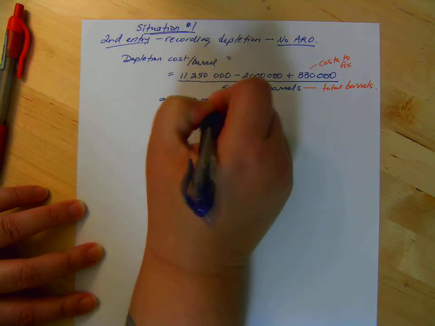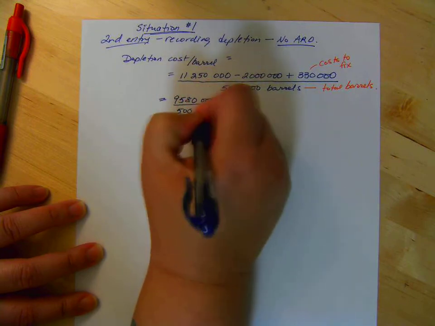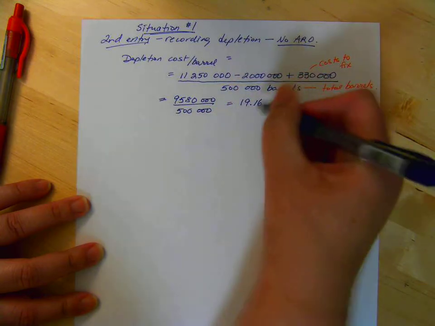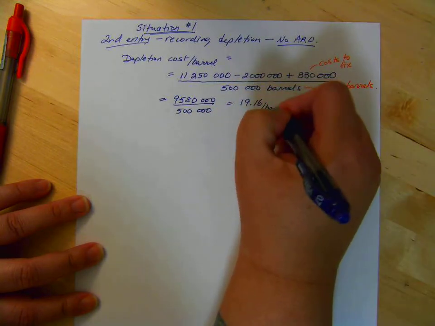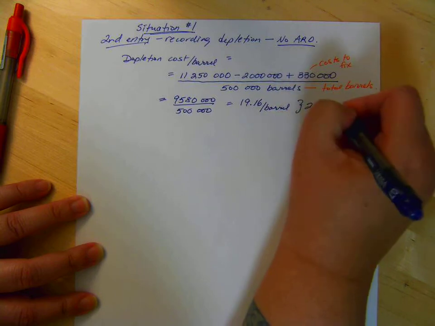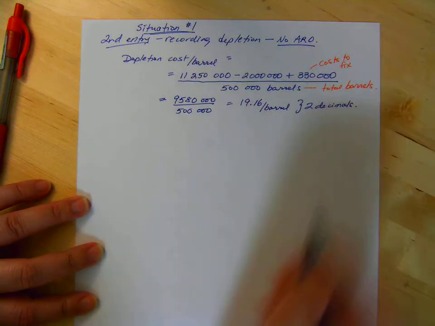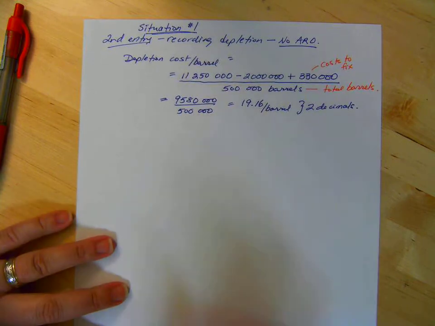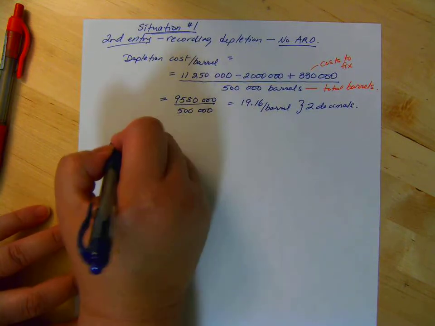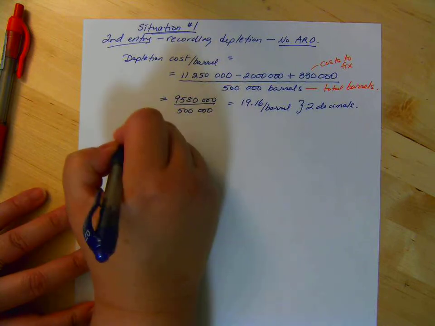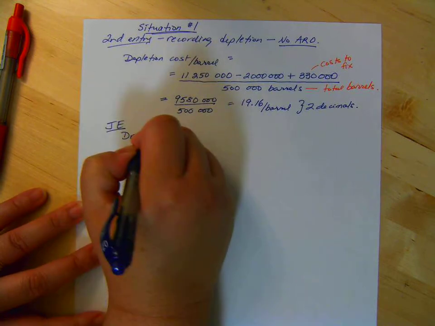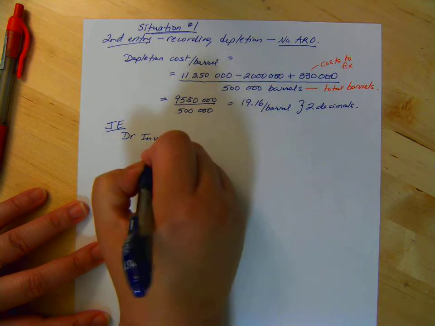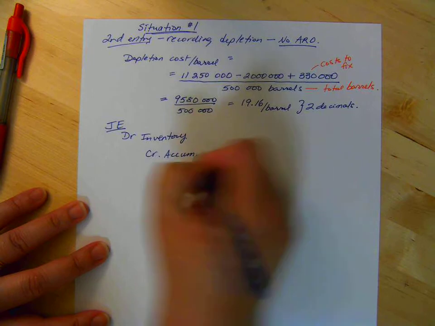Okay, so that works out to 9,580 over 500,000. And always round this exactly to 2 decimal places. This one just happens to work, so truncate it. Okay, so first we have to do that. So now we're going to do the entry: debit inventory, and credit accumulated depletion.